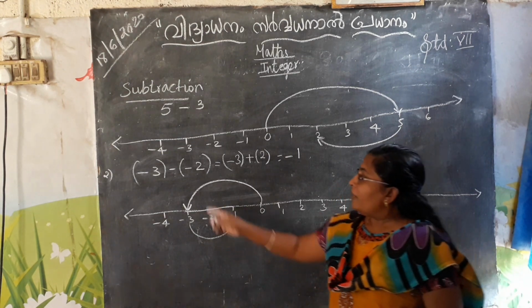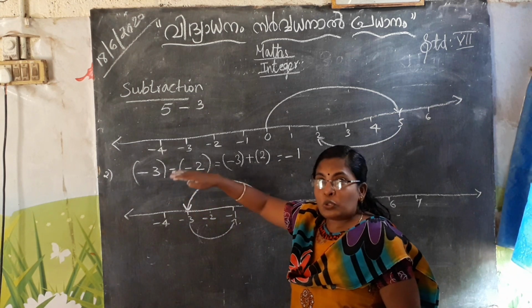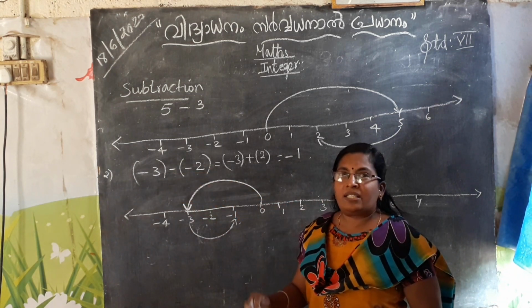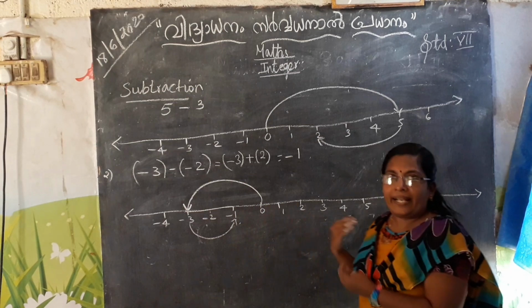What is the rule here? When we subtract two negative integers, we move to the right.